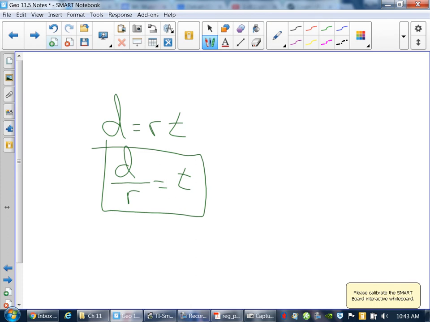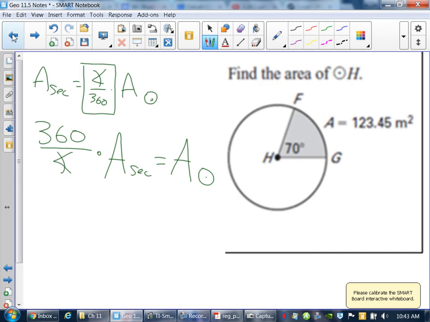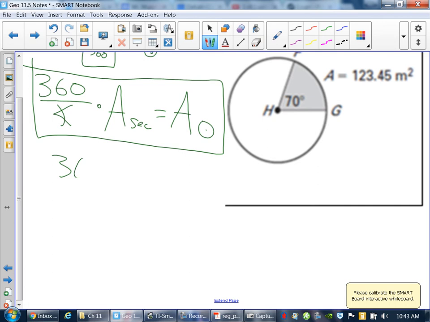So it might not be a bad idea to make sure that you have this written down also, in case you have to solve for an area of a circle, because it's one way that you can do it, okay? So now in this case, I could just fill in the blanks. Take my 360 over 70 times 123.45, and I get my answer.